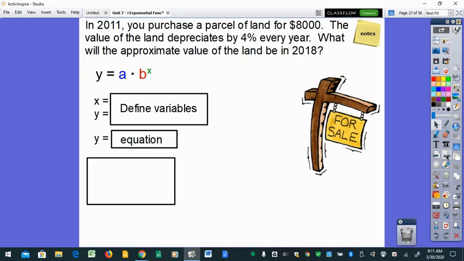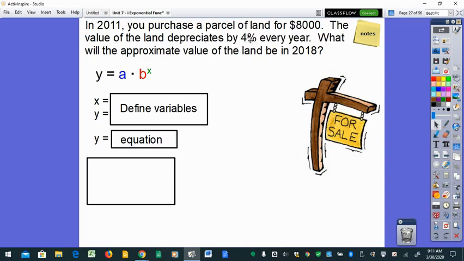In 2011, you purchased a parcel of land for $8,000, and the value of the land depreciates by 4% every year. What will the approximate value of the land have been in 2018? So here again is a D word. Depreciate means going down. So this is a decay problem.